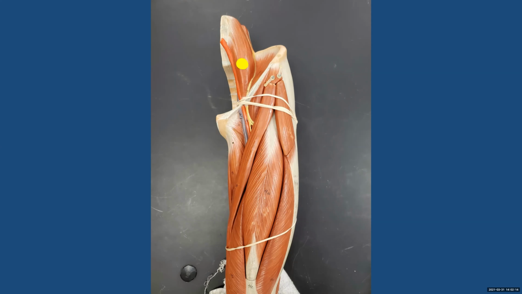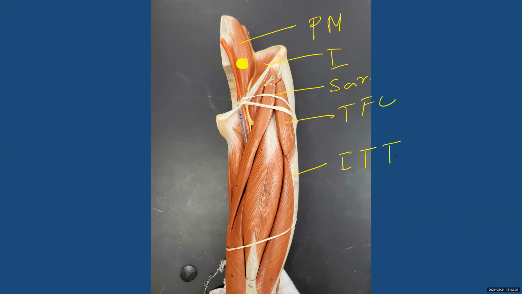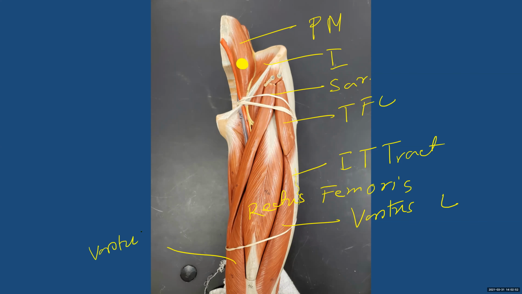Same thing. Actually, let's do a quick recap here too. Psoas major, iliacus, sartorius, tensor fasciae latae, iliotibial tract, right there. Okay, vastus lateralis, rectus femoris, vastus medialis.